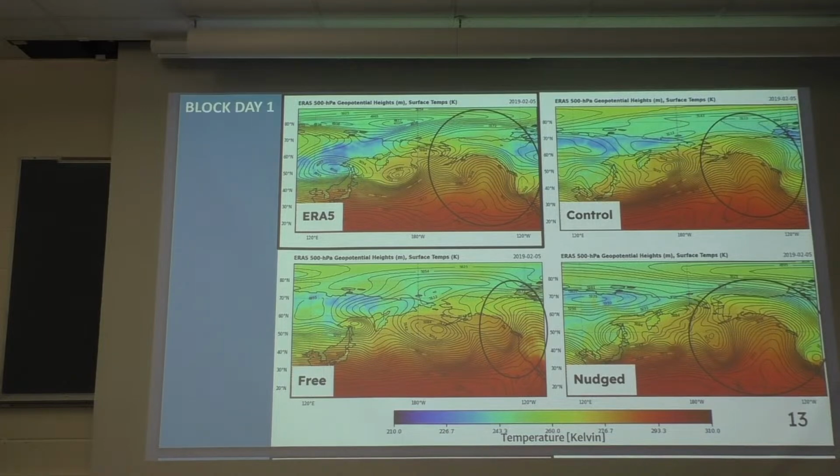The free and control have a straighter ridge axis in the Area 5, and the nudge appears to be a little bit more eastern. But the cool northern surface temperatures that are in the Area 5 data seem to be most accurately represented by the control data in this study.